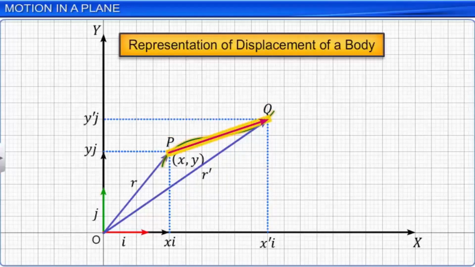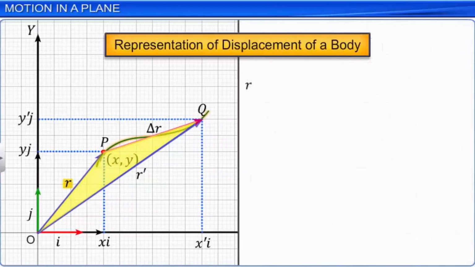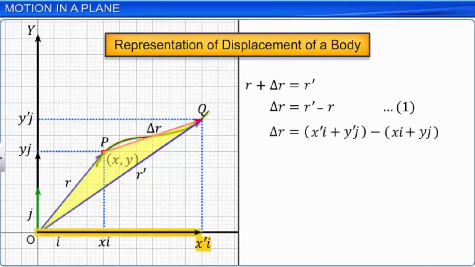From the vector triangle OPQ, we can write r plus delta r is equal to r dash. On rearranging, we get delta r is equal to r dash minus r. Let this be equation 1. This displacement vector delta r is directed from P to Q, which is represented by the arrowhead. We can write equation 1 in component form as delta r is equal to x dash i plus y dash j minus xi plus yj, which is equal to x dash minus x the whole i plus y dash minus y the whole j.